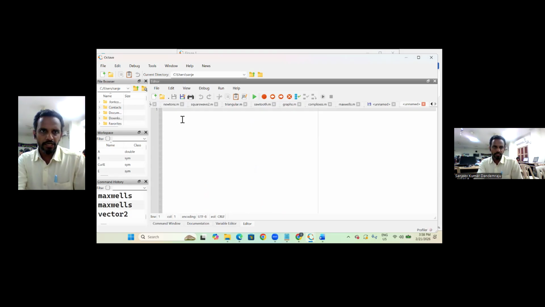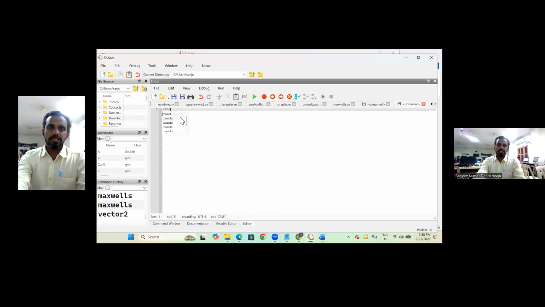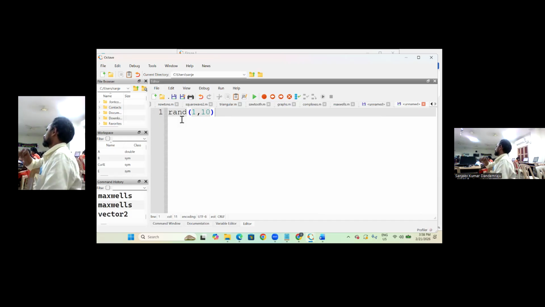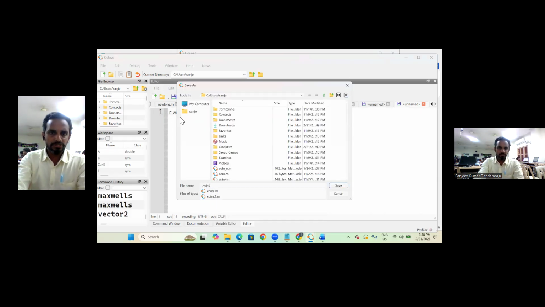So take a new file and type rand 1 comma 10. In one row, I'm generating 10 random numbers. Save it as coins or coin.m.